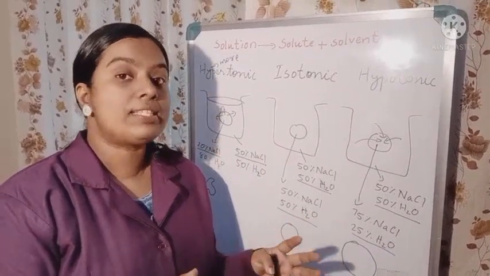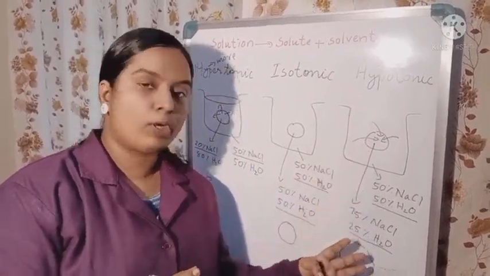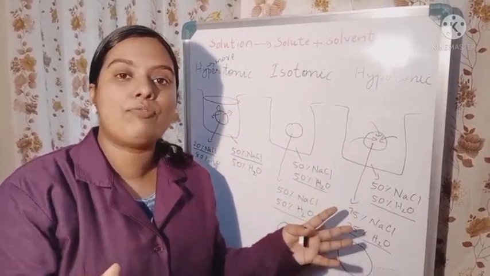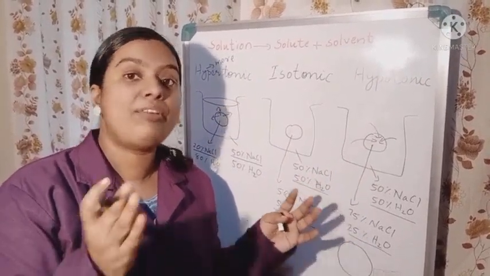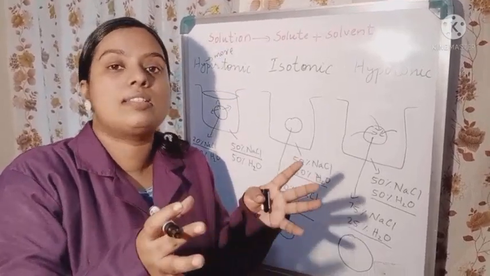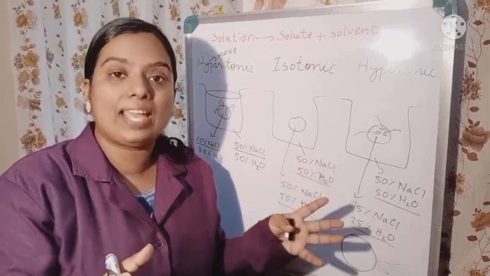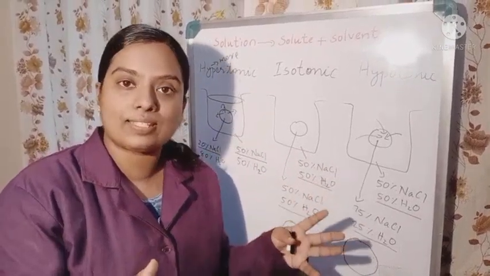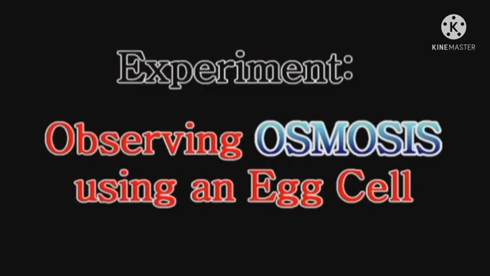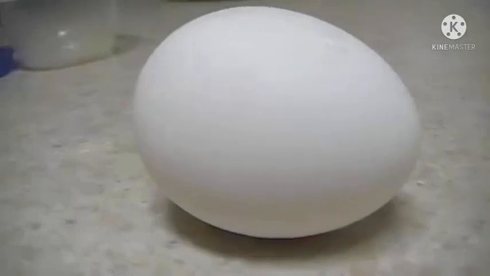If it is an animal cell kept in hypotonic solution, it will burst out because there is no cell wall for the animal cell. But if it is a plant cell having a cell wall, there is no breakage or rupture of the cell. It will just swell. Clear? Now let's do an experiment observing osmosis using an egg cell.